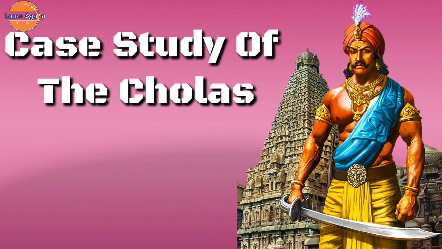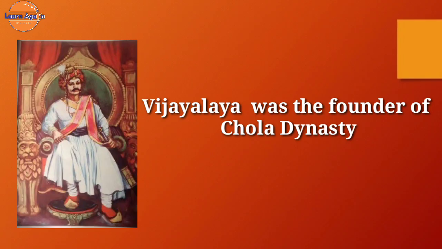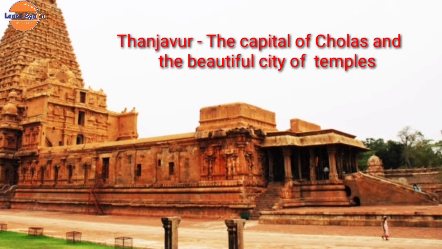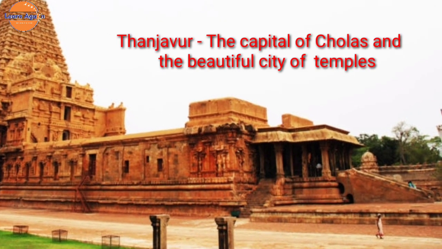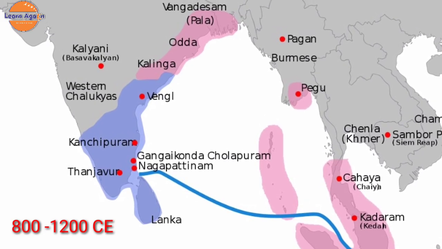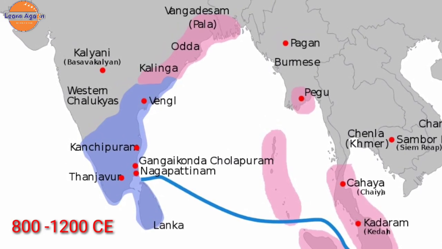Hello students, today we are going to learn the case study of the Chola rulers. Vijayalaya, who initially was a feudatory of the Pallavas, founded this dynasty. His capital was Tanjavur, which is known for the beautiful city of temples. The Cholas ruled in South India between 800 CE and 1200 CE.